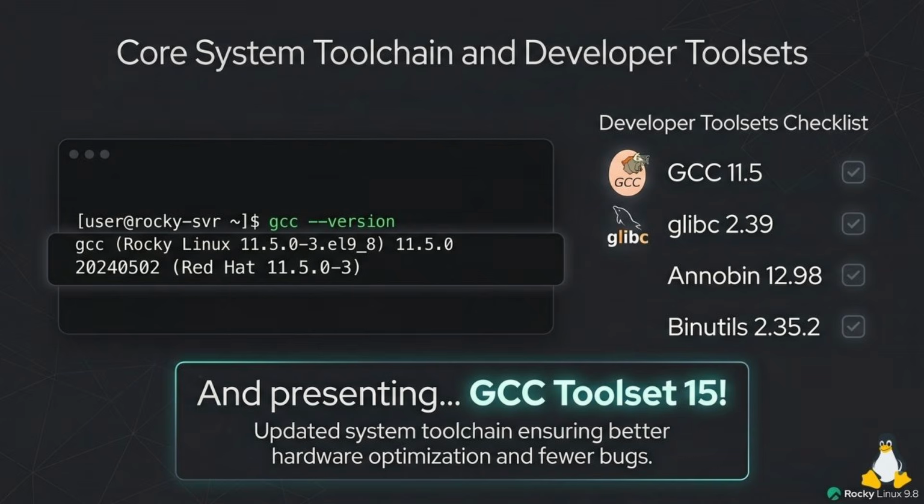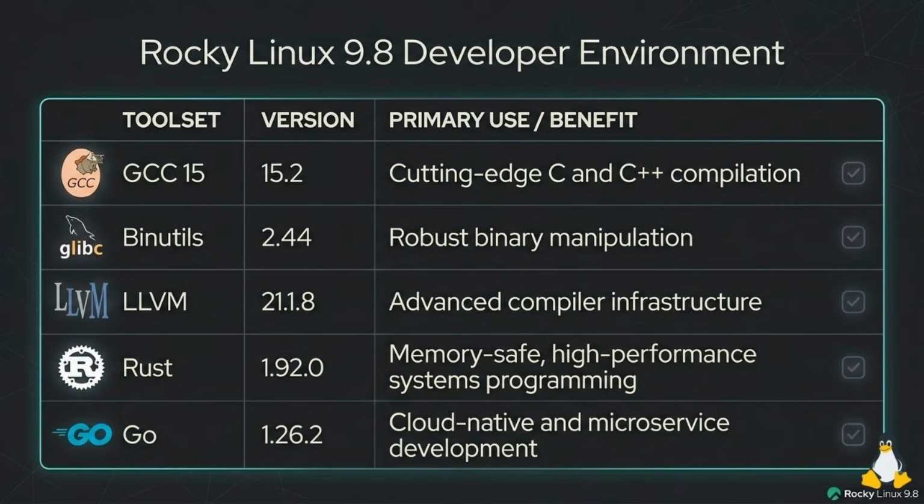But the real excitement for developers is in the application streams with the introduction of GCC Toolset 15. Inside this toolset, you are getting access to GCC 15.2 for cutting-edge C and C++ compilation, binutils 2.44 for robust binary manipulation, LLVM toolset 21.1.8 for advanced compiler infrastructure, Rust toolset 1.92.0 for memory-safe, high-performance system programming, and Go toolset 1.26.2 for cloud-native and microservice development.